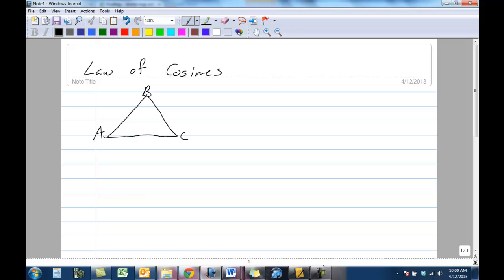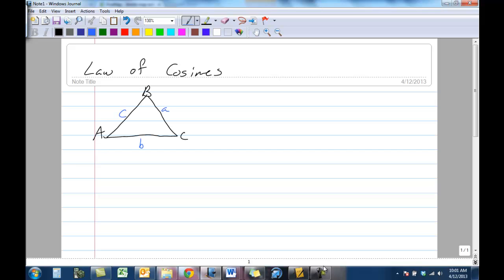Points are capital letters, so oftentimes angles are represented by the capital letters. Sides, on the other hand, are represented by lowercase letters, and the side is opposite the angle. So angle A here, side a is opposite of that. Angle B is up on top, so side b is across from it. And then C would be that one, as a little baby c.